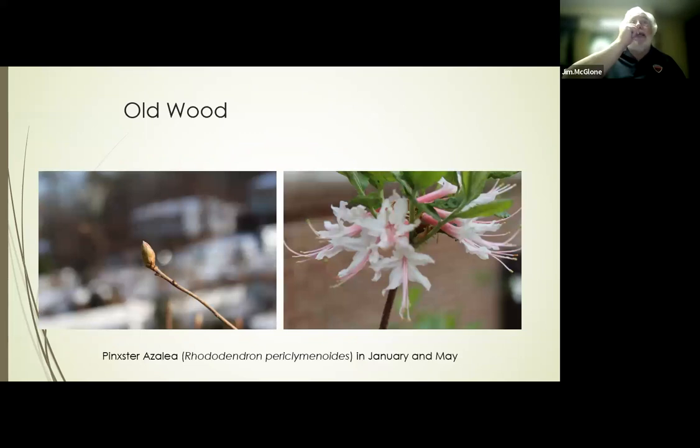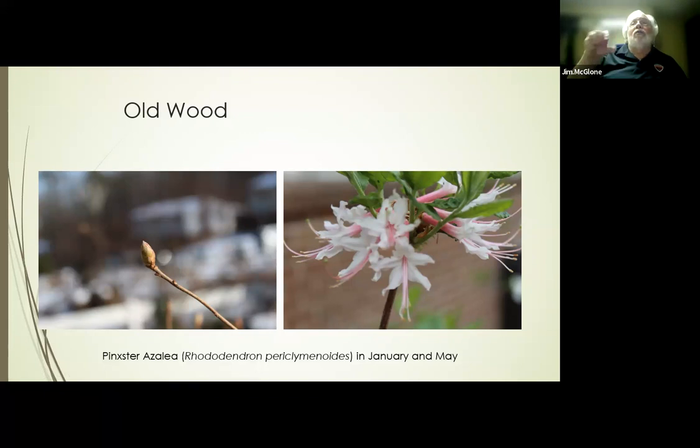So for example, this is the Pinkster azalea, Rhododendron periclymenoides. The picture on the left I took in January. You can see that great big flower bud. And then you can also see these smaller buds, which are new shoots that will be coming up. And then in May, actually this year in April, that big flower bud becomes this rosette of flowers, and then you start getting new shoots. And what will happen is over the course of the summer, these new shoots will then create another flower bud.